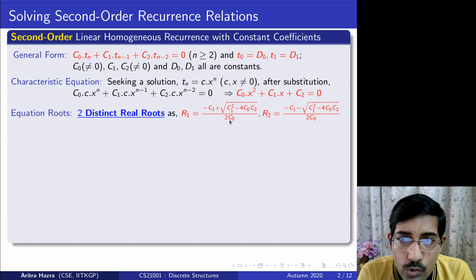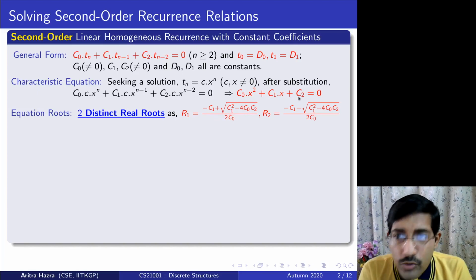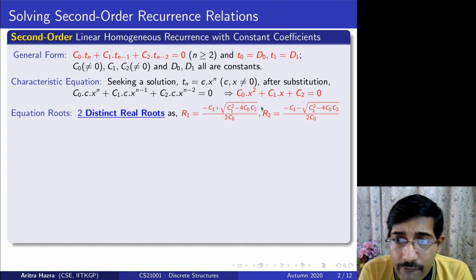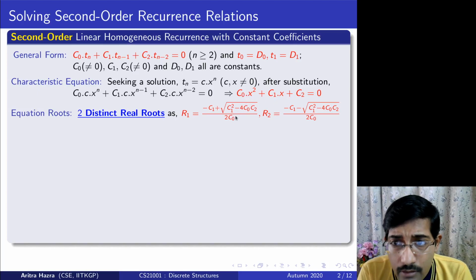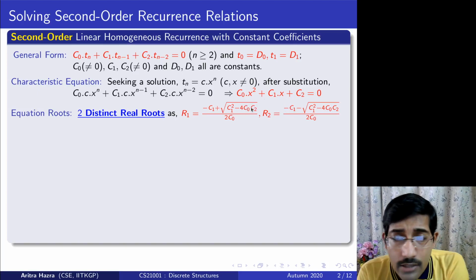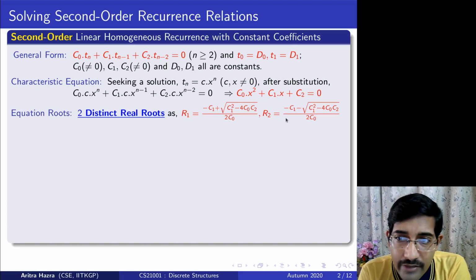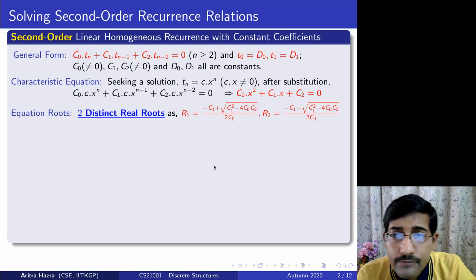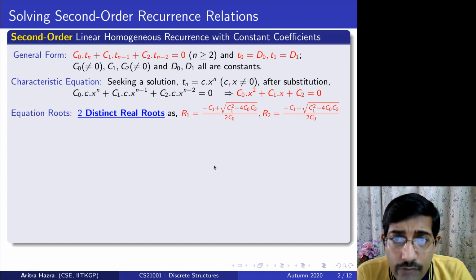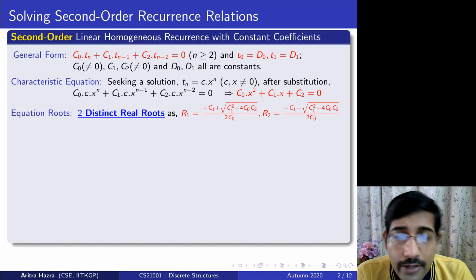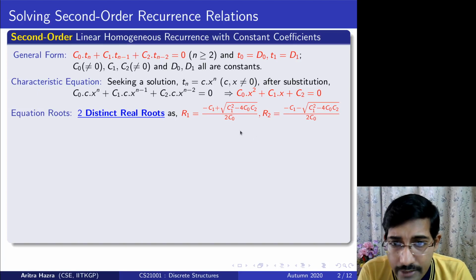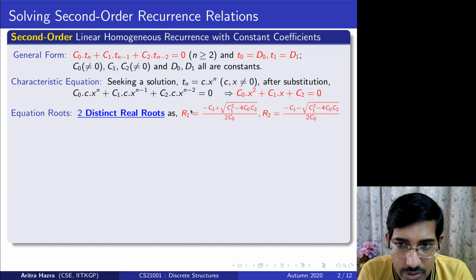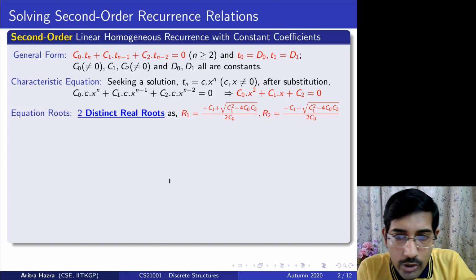Let us assume that three possibilities can happen in this equation. One, that the two roots are distinct and real. Two, that the two different roots are complex conjugate pairs, as we often see. And three, that the two roots are the same, equal and real. We will analyze every condition one by one and try to find the generic solution to this second order recurrence relation. First, the two roots are non-equal, that is, distinct and real. That means C1 squared is greater than 4 C0 C2, for the roots to be real and not complex.